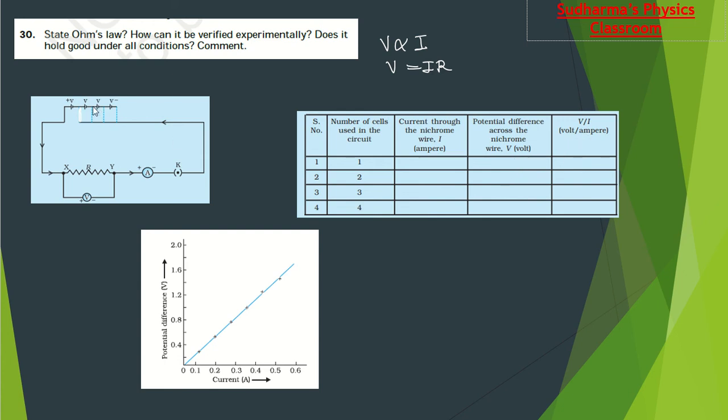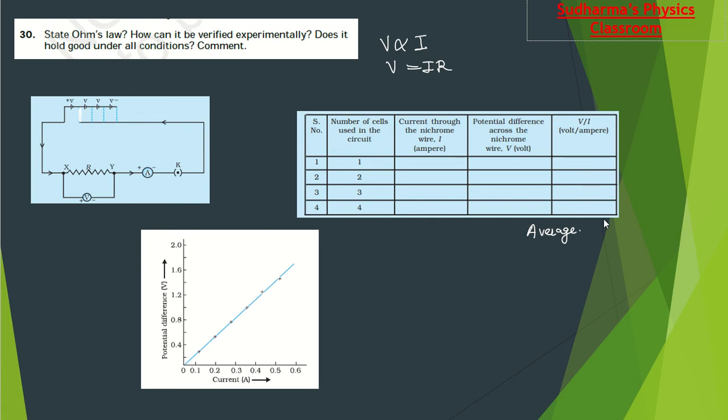Then you connect the second cell. That means 2 cells are included in the circuit. It creates a battery. Accordingly you measure the voltmeter and ammeter readings and continue the procedure. Then finally you get V by I, and here you take the average of it. Even when the voltage and current are increasing, as you increase the potential difference by increasing the number of cells, the V by I value remains constant. So this is how we can verify Ohm's law.